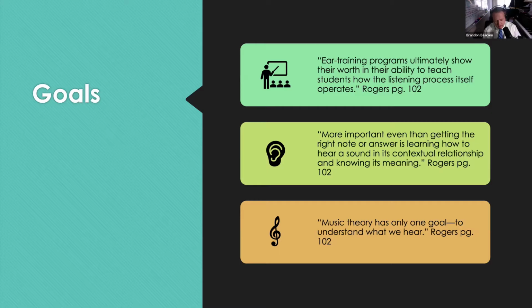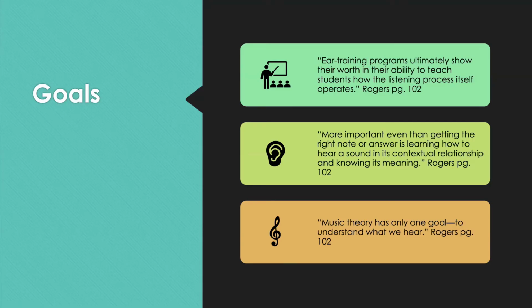The first quote is, "Ear training programs ultimately show their worth in their ability to teach students how the listening process itself operates." This quote could easily be changed to include individual or private teachers also being ear training teachers. Rogers also says more important even than getting the right note or answer is learning how to hear a sound in its contextual relationship and knowing its meaning.